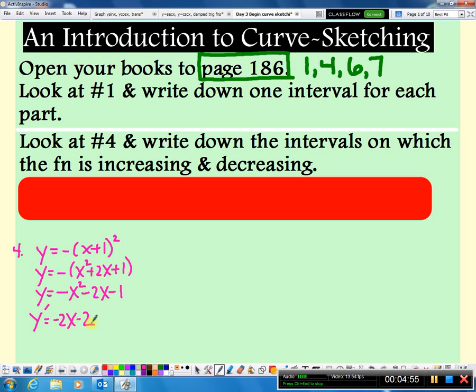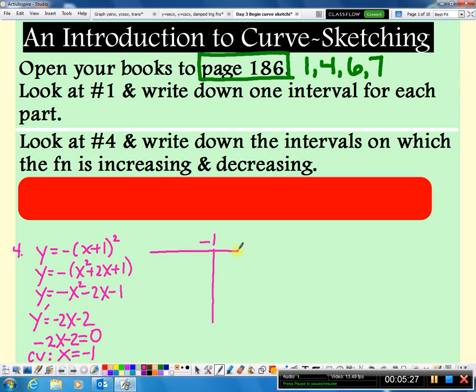So the only thing I need to do is set the derivative equal to 0 and solve. When I solve it, negative 2x equals positive 2, x equals negative 1. So I only have one critical value, and that critical value is x equals negative 1. Now what I do is proceed to make a sign chart, and on my sign chart, I'm going to put any critical value and make that a division.